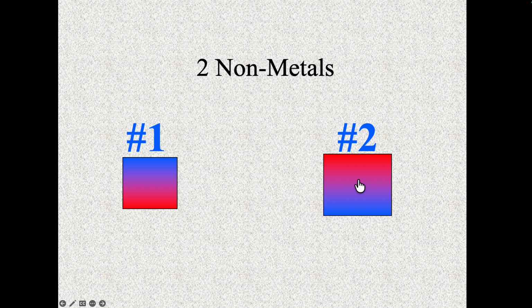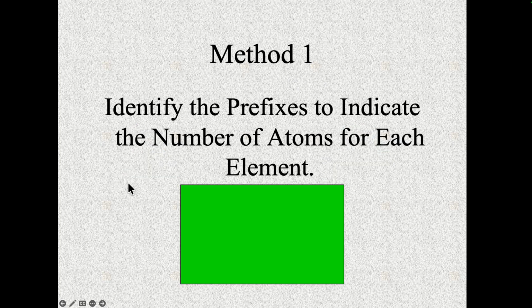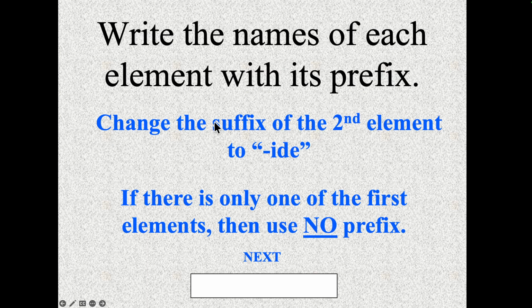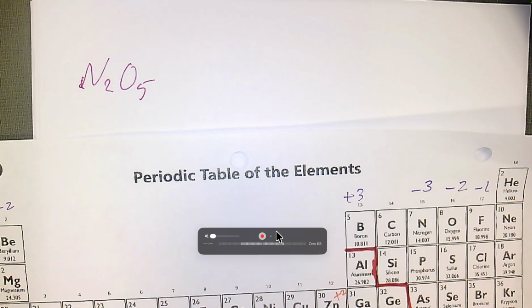We are not going to worry about the second method. That is gone. We don't do it anymore. It was something they started doing and they don't do anymore. All right. So method one is the method I like the best. All we have to do is identify the prefixes to indicate the number of atoms for each element, and then write the name of each element with its prefix. We change the second one to IDE, and if there's only one of the first one, we don't put a prefix on it. So let's just focus on N2O5.